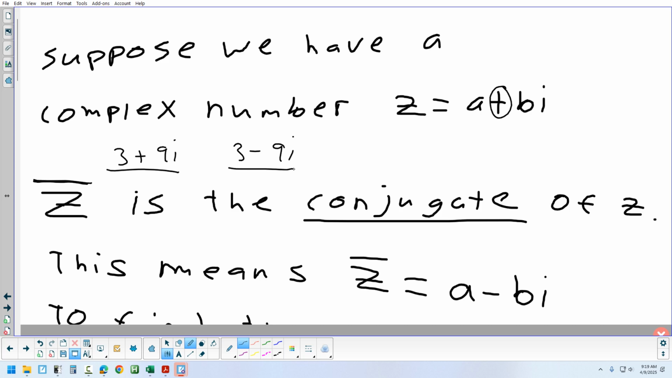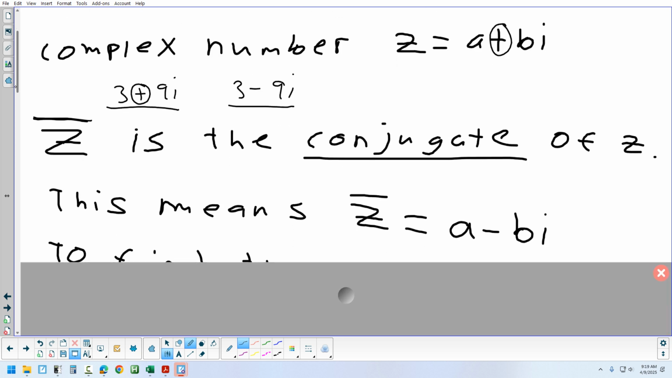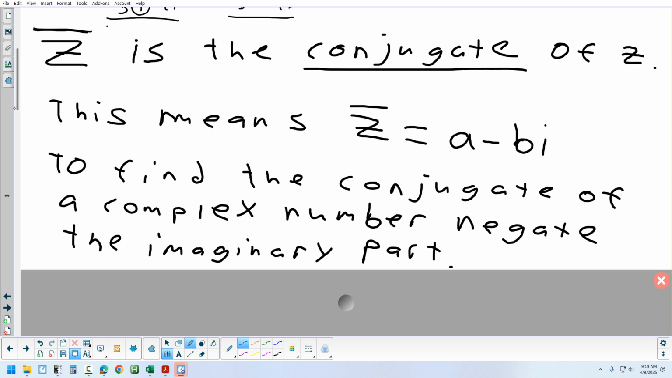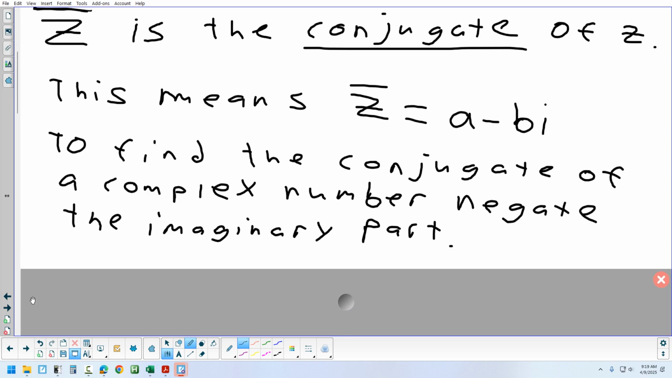Now, if the original already had a negative here, then when you do the conjugate, it would change to a positive. You just change the sign of the symbol in front of the imaginary part. You don't do anything to the 3. The 3 stays as a 3. So to find the conjugate of a complex number, the fancy word for that is to negate the imaginary part. Negate means make it the opposite of what it is now.